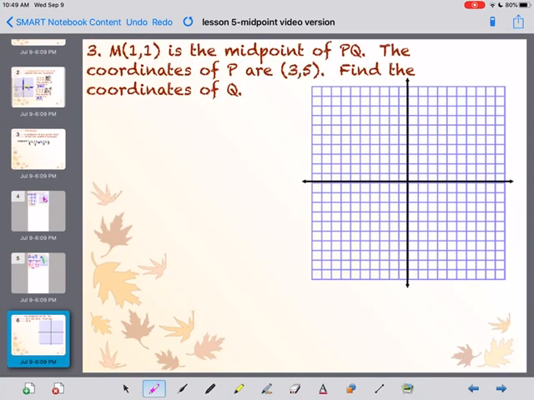So why don't you guys try example number 3. I'll give you guys a moment. I'll plot the points for you. So again, they're giving us the midpoint and one of the endpoints.